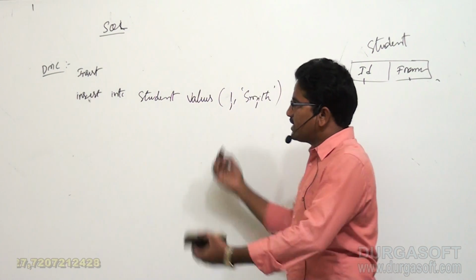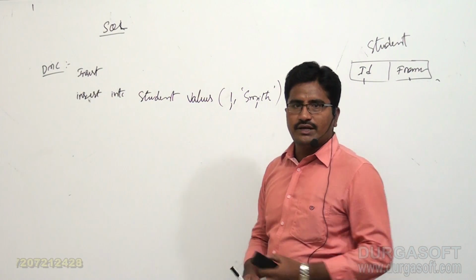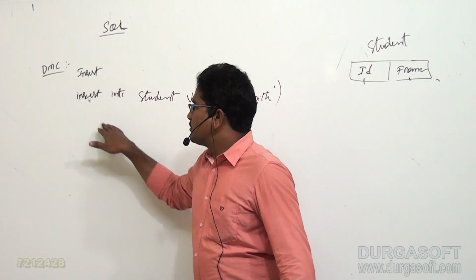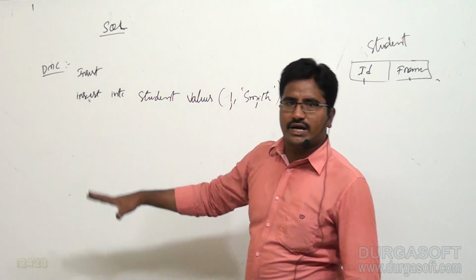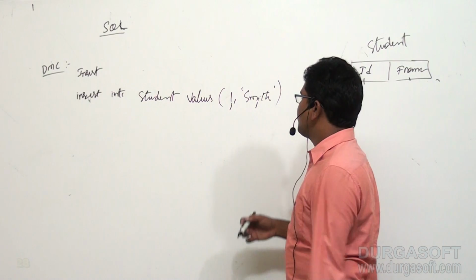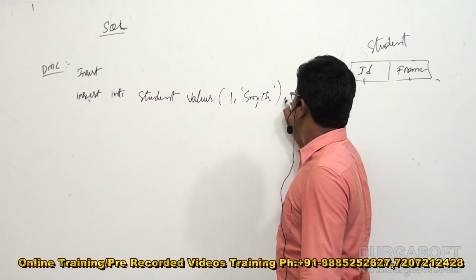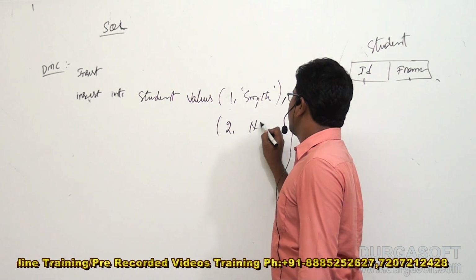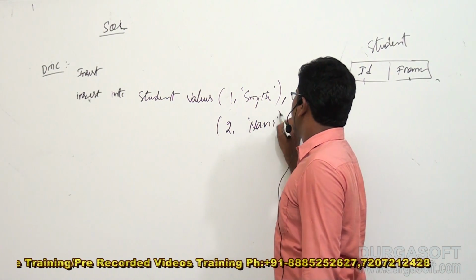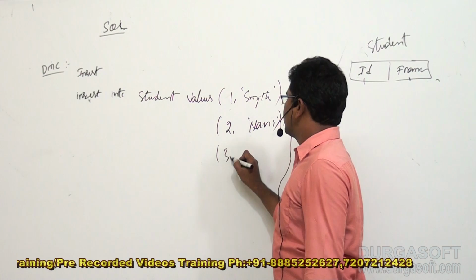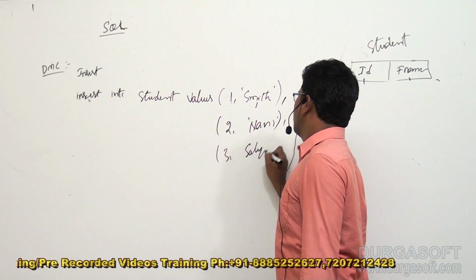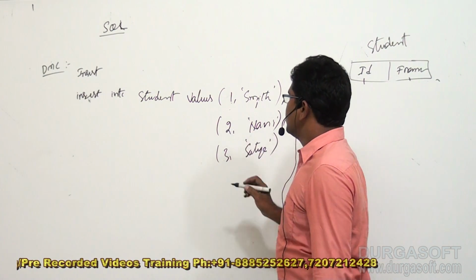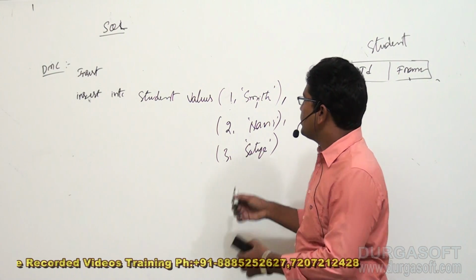If I want to insert a second record, third record, fourth record, generally we have to write multiple inserts to insert multiple records. But the alternative is, for the second value, simply put a comma and 2, and we can use some name like Nani. Next I want a third record, 3 comma Satya, like this. So for the fourth one, I don't know his father name.